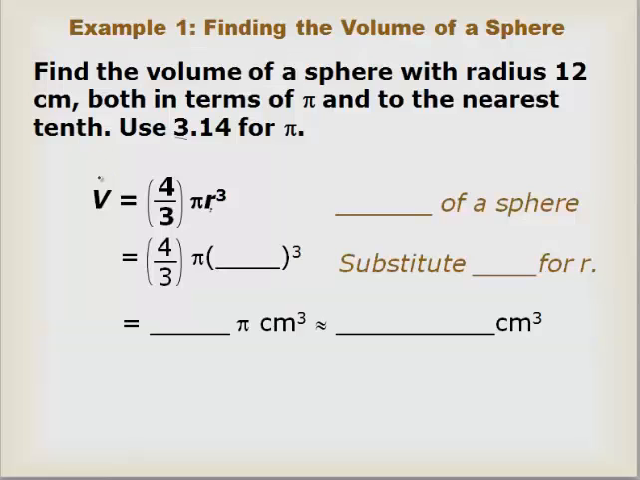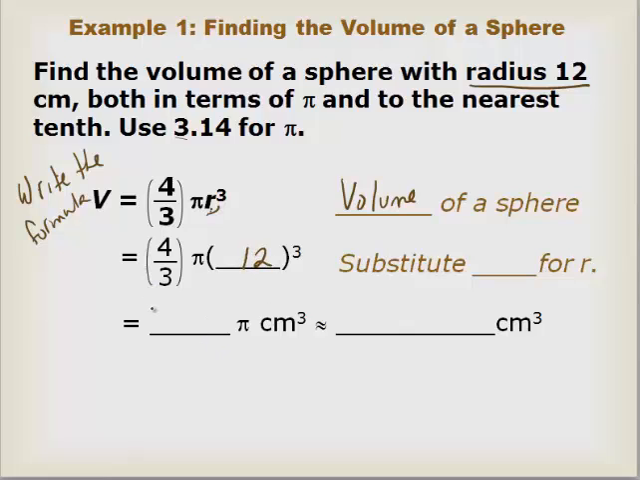The first step in each of these problems in Chapter 8 is to write the formula. So the first step is to write the formula. And this formula is for the volume of a sphere. Now our radius in this problem is 12, and so we're going to take the r value and put a 12 in for it.